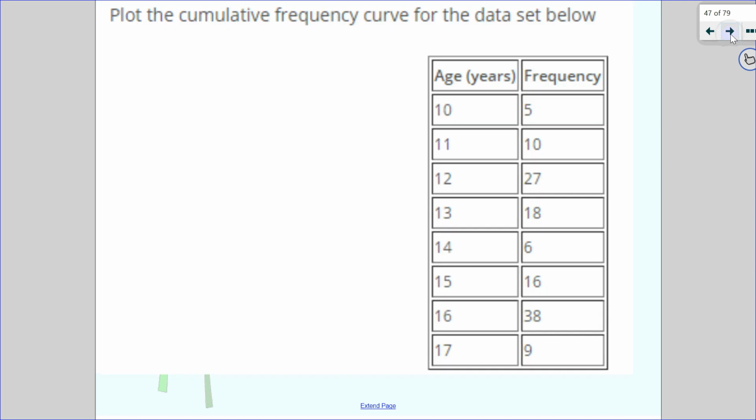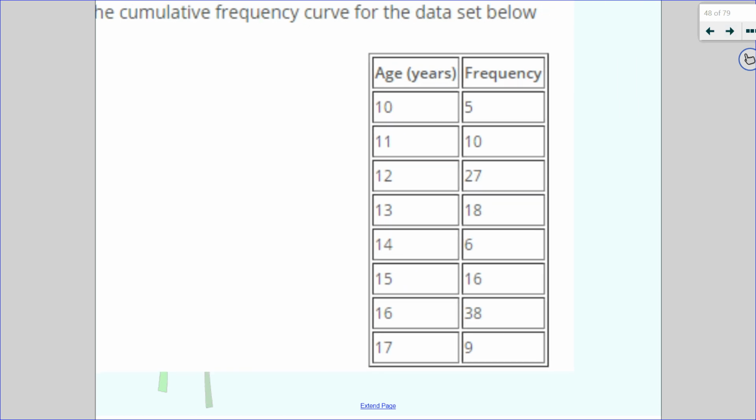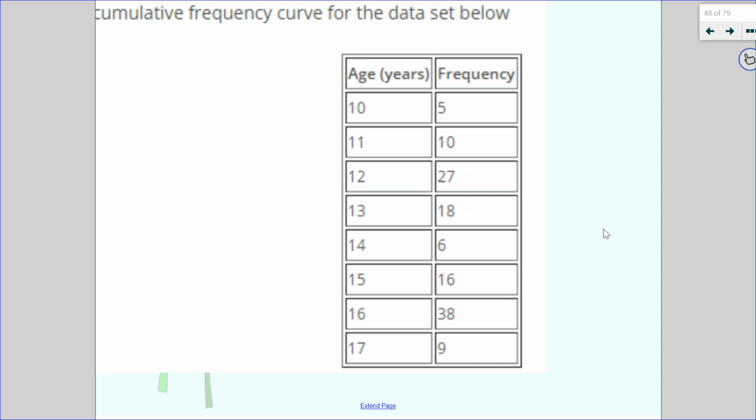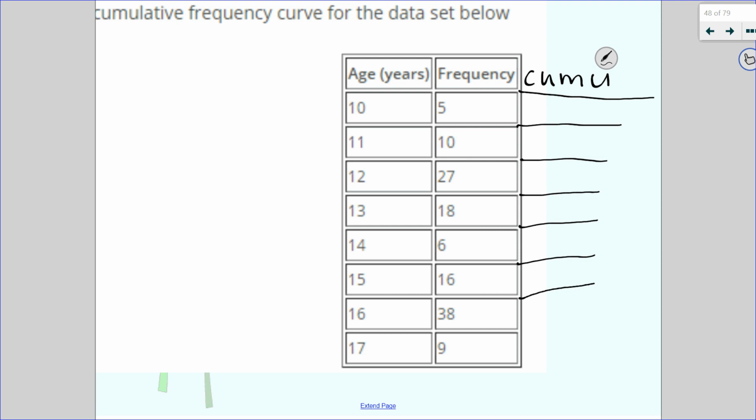So what we're going to do is plot the cumulative frequency curve for this data set that you have on your paper. We're going to first create cumulative frequency, and we've done this before. We're going to create another column where we add up the number of students for each age. So this stands for cumulative, this means we have 5 students, 10 and under. How many students do we have 11 and under?